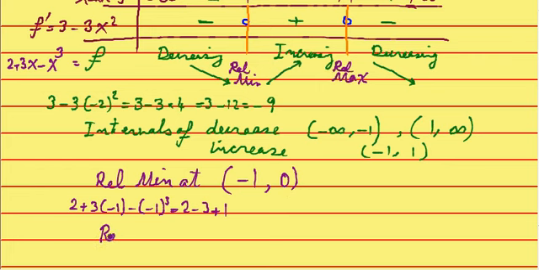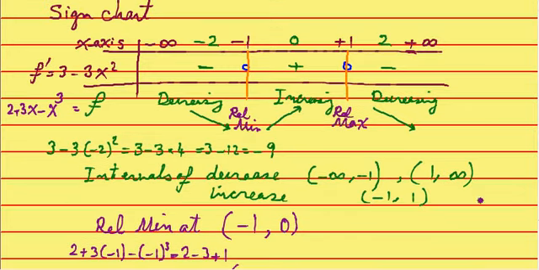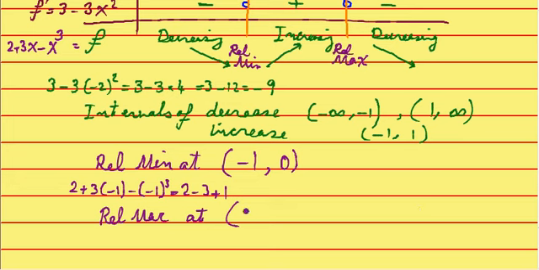Relative maximum at x of it we found here. x of it is plus 1. Y of it, well, let's go through this thing again. 2 plus 3 times 1 minus 1 cubed is 2 plus 3 minus 1, and that makes it 4.